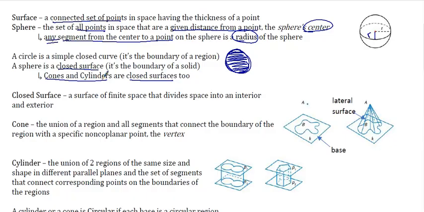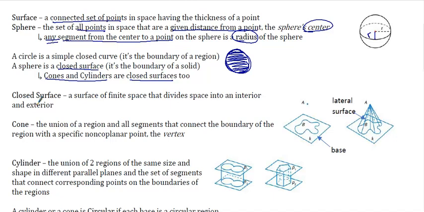A closed surface is just a surface of finite space that divides space into an interior and an exterior. So we have inside the sphere and exterior of the sphere. Inside the cone, outside the cone.